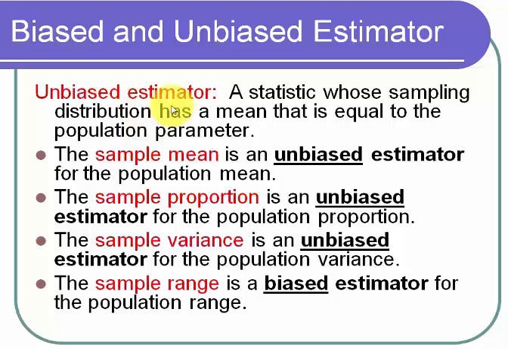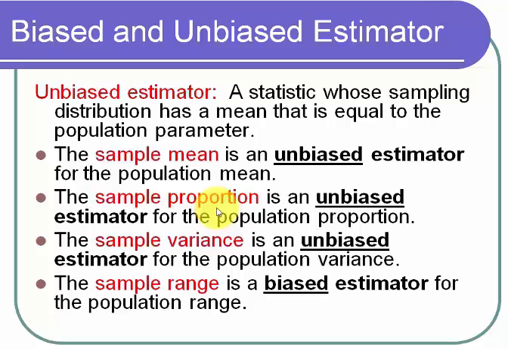So first, we say an estimate is unbiased if the following happens. A statistic whose sampling distribution has a mean that is equal to the population parameter. If that statistic has a mean equal to the population parameter, we call it an unbiased estimator. We saw that the sample mean is an unbiased estimator for the population mean.